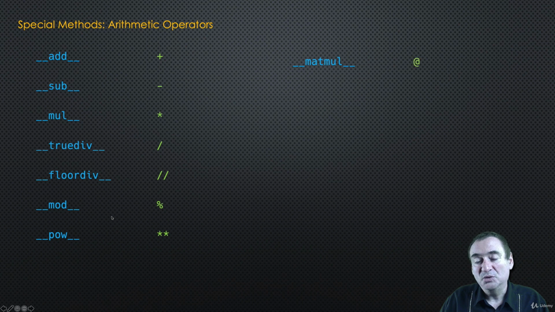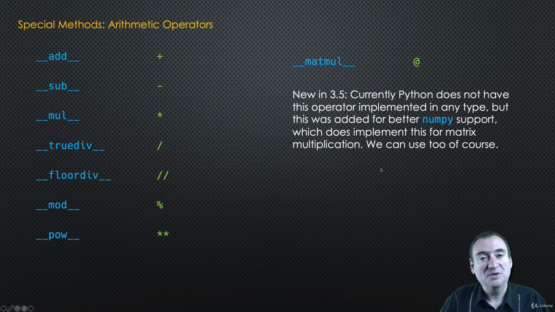There's also a new operator called matmul, which is really this operator over here, the at sign. Now, this is new in Python 3.5, and Python itself doesn't actually have anything that implements this operator anywhere. It was really added for better NumPy support, which does implement this for matrix multiplication. So we can use this operator as well, even though Python doesn't have it defined, let's say for lists or things like that. We can certainly use it in our own classes. In fact, that's of course what NumPy does.